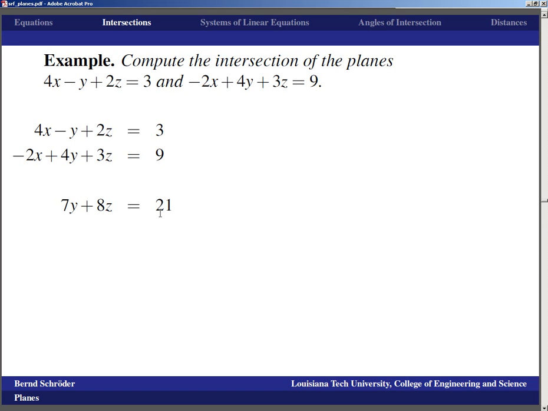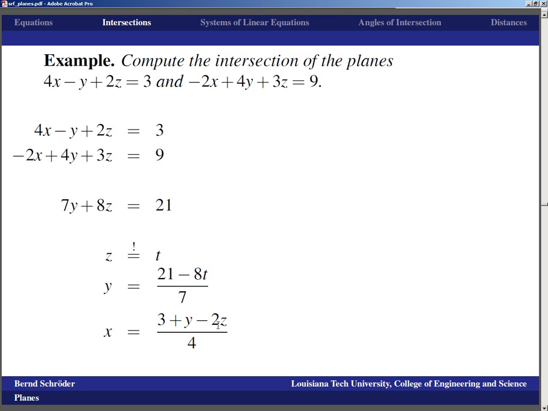And that's already it. Well, we know from pre-calculus how to continue. We have one parameter that we can simply choose. If I set z equal to t, then I can solve for y, which is 21 minus 8z divided by 7. Because z is equal to t, y is equal to 21 minus 8t over 7. For x, I solved the first equation for x, which gives 3 plus y minus 2z, divided by 4, which is this 4 from up here.